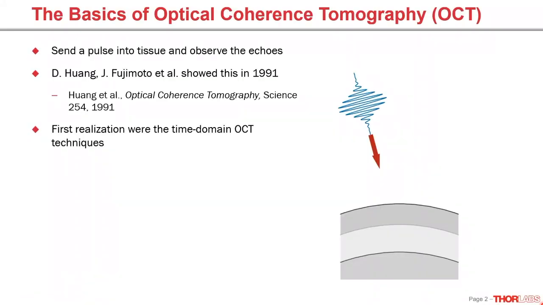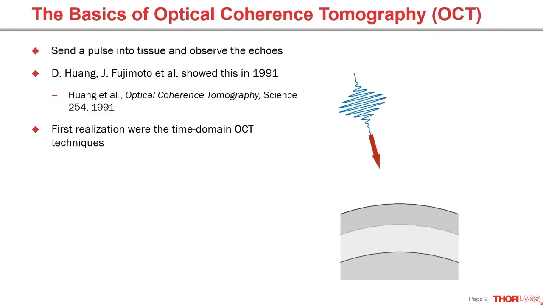So first of all, the basics of OCT. The basic idea is very similar to ultrasonic imaging. You send a light impulse into tissue and you look at all the echoes of the light. And basically you try to measure the time difference where these echoes come from to really get an idea of how the tissue is built up.